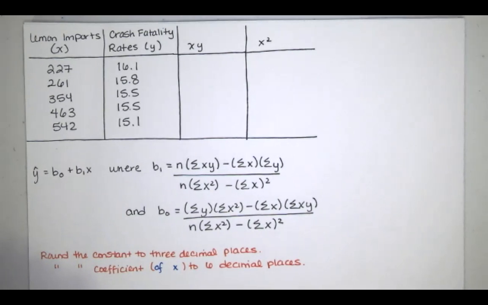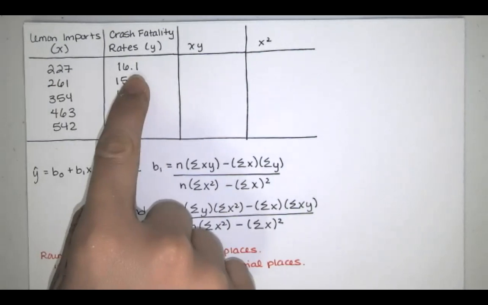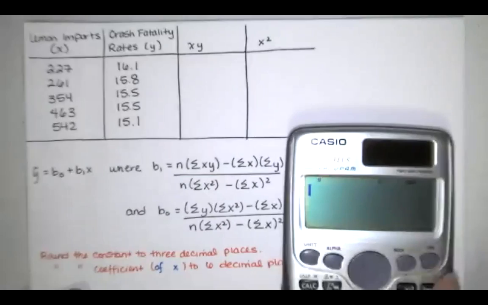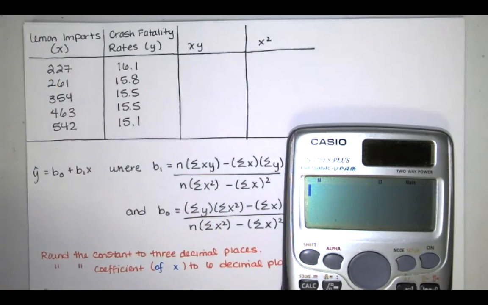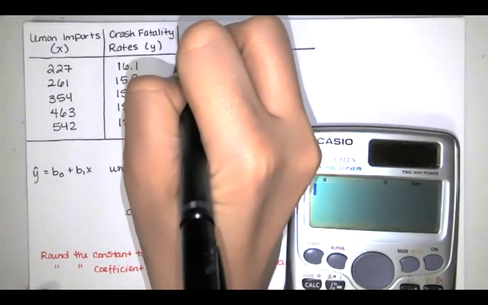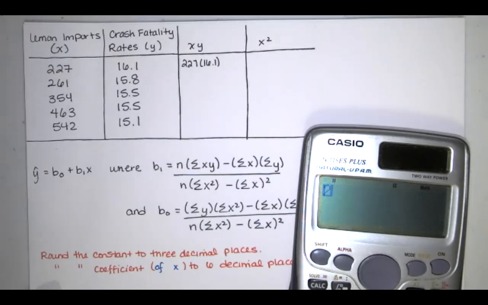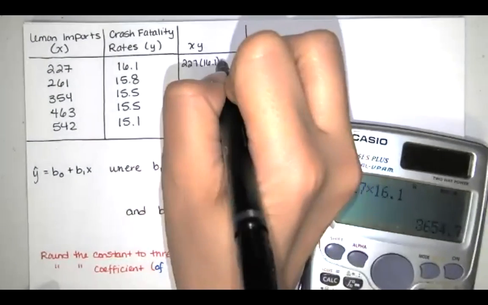There's nothing new here. So all of the expressions that we use up here, we can use down here to find our y-intercept. So I guess what we need next is a column here with the x's times the y values. I am literally going to multiply this with this. That's what goes in this entry right here. So this is 227 times 16.1, which happens to be 3,654.7.